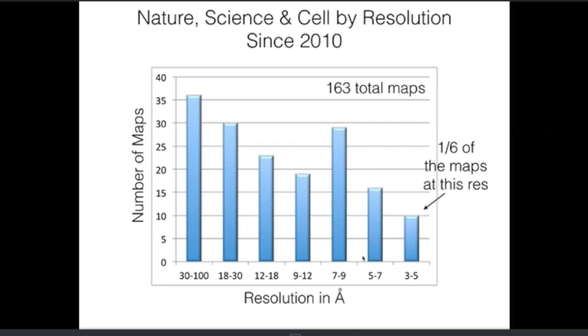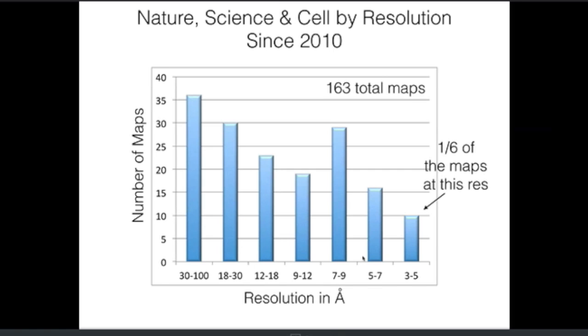Now, the question might be whether that impacts the importance of the publications. So if we take a look at the number of Nature, Science, and Cell papers published as a function of resolution in cryo-EM since 2010, since we've been getting these high-resolution reconstructions, we can see that even if you have a lower resolution reconstruction, you may still be able to answer some high impact biological problems.